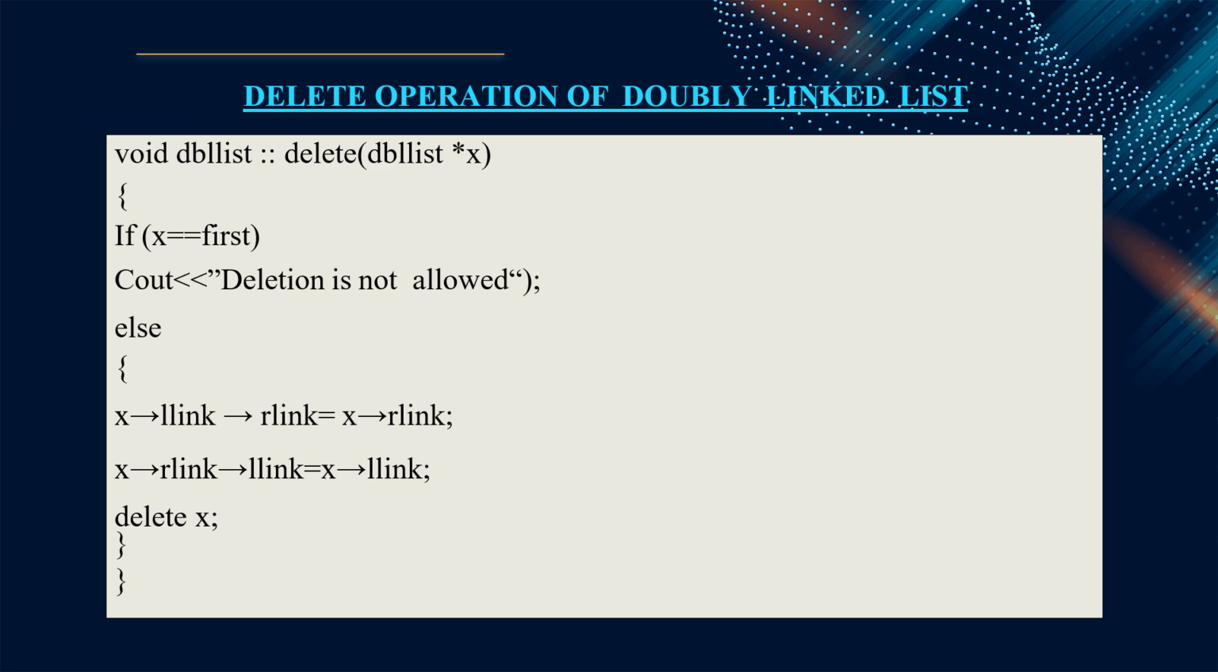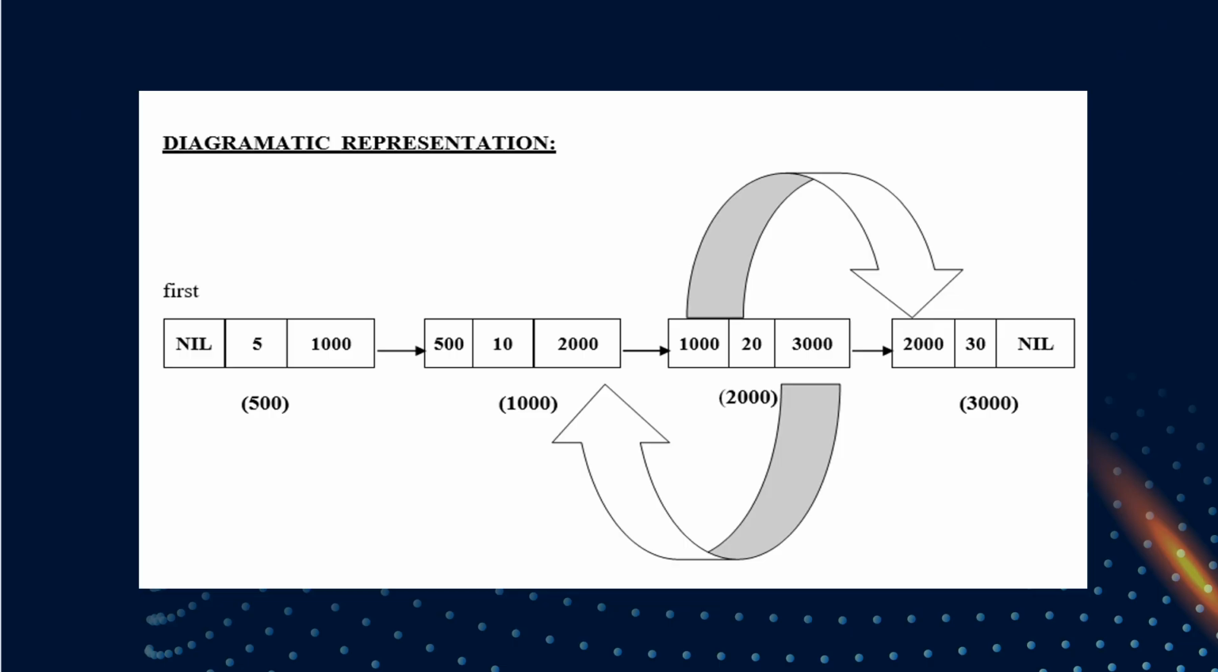And by updating these pointers, the node X is effectively skipped in the list. Finally, the node X is deleted from the memory, ensuring that the list remains intact without breaking its structure. The diagram represents the delete operation of a doubly linked list, and the shifting of addresses between the nodes is clearly depicted in the diagram.